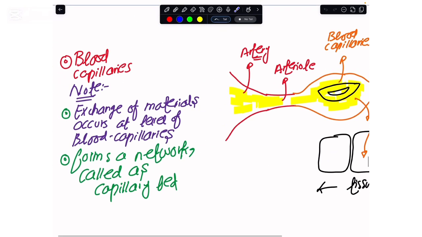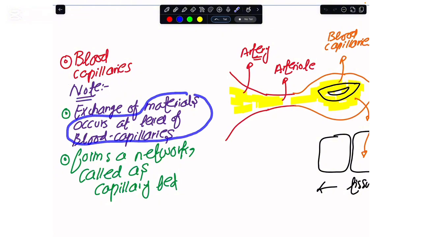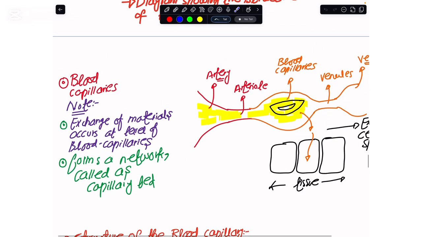This is why I have written it down for you, that these blood capillaries are important because at their level the exchange of material takes place. And wherever the blood capillaries lie, they make a kind of network of blood capillaries, and this is what we refer to as the capillary bed.